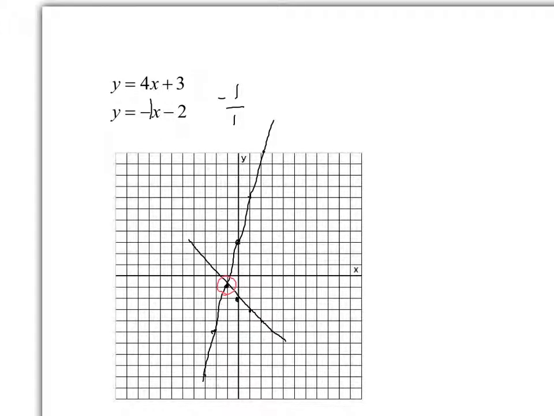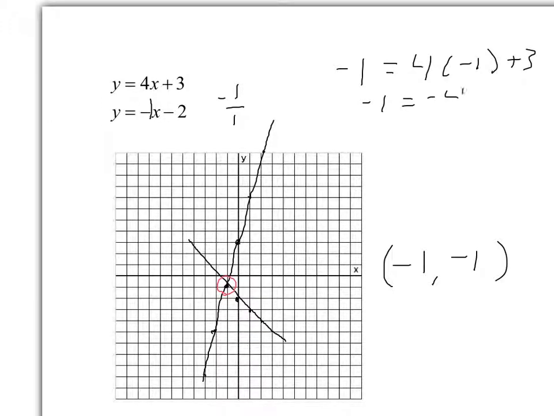And that point has an x-coordinate of -1 and a y-coordinate of -1. So let's see if that ordered pair makes both of these equations true. I'm going to put -1 in place of y and see if that equals 4 times -1 plus 3. Does -1 equal -4 plus 3? Yes, it does, because that equals -1.